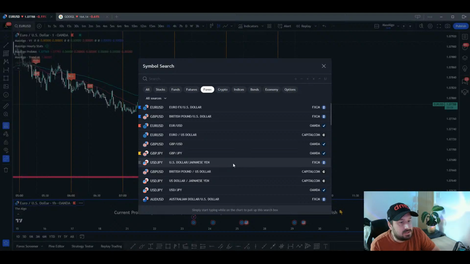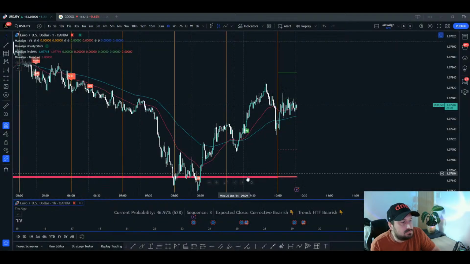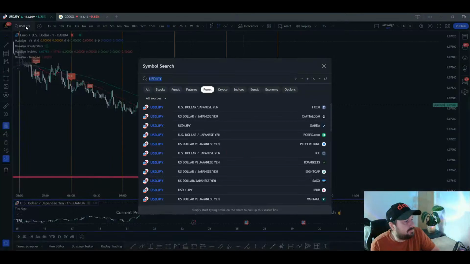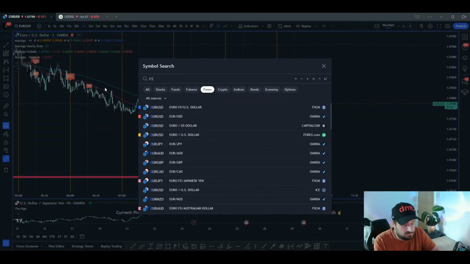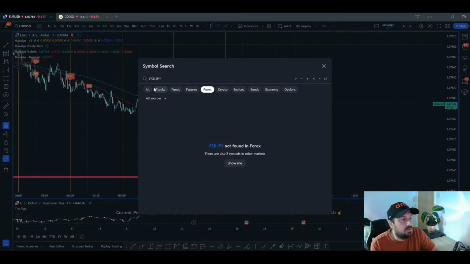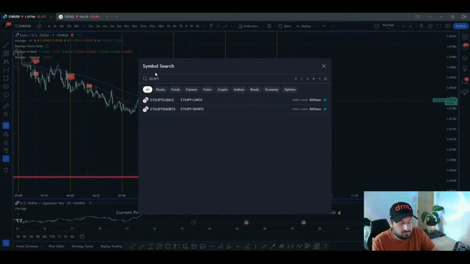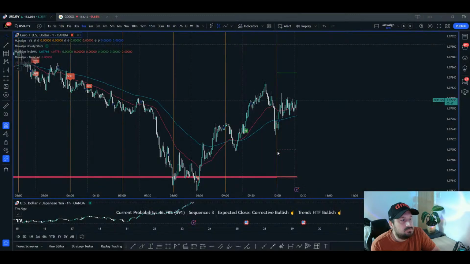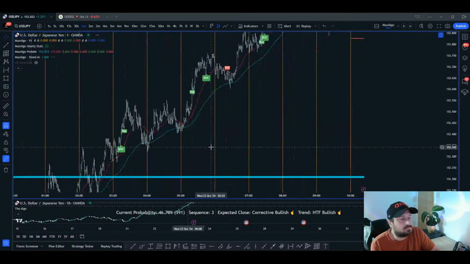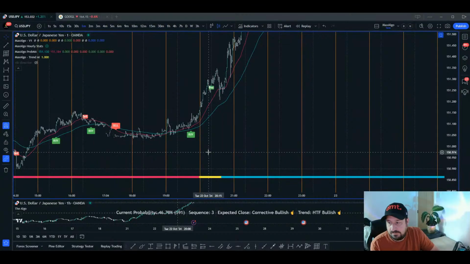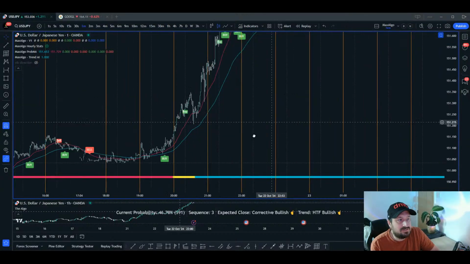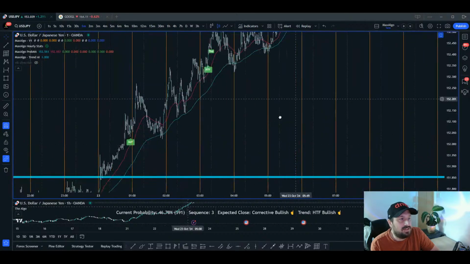You want to look at yen, USD JPY. I just change both of them. Oh, no. Look at that transition. Bearish, transition, bullish. There's our bias all the way.